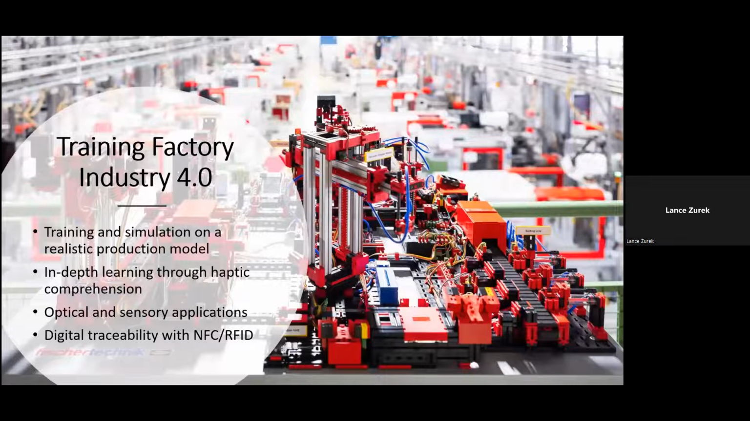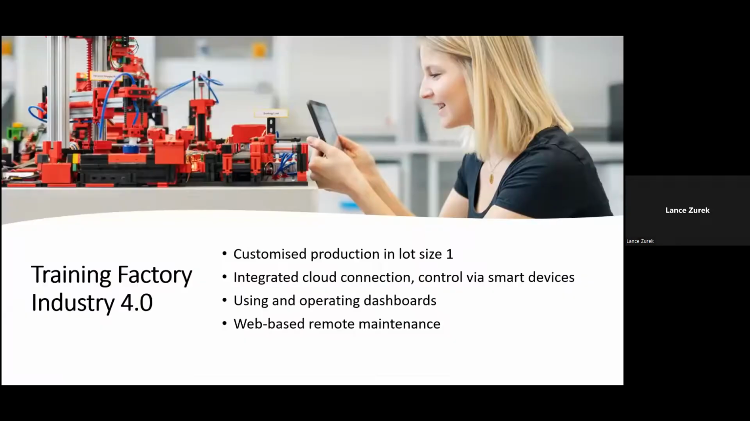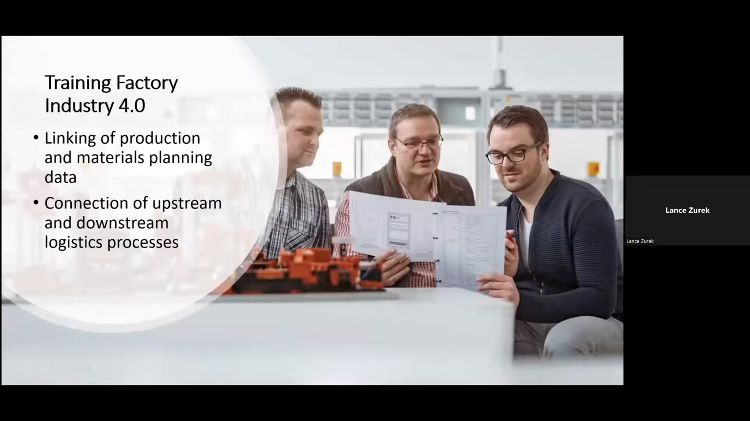The following topics can be addressed with the Fischertechnik Training Factory Industry 4.0. Training and simulation on a realistic production model. In-depth learning through haptic comprehension. Optical and sensory applications. Digital traceability with NFC/RFID technology. Customized production in lot size 1. Integrated cloud connection and control via smart devices using and operating dashboards. Web-based remote maintenance, linking of production and materials planning data, and the connection of upstream and downstream logistics processes.